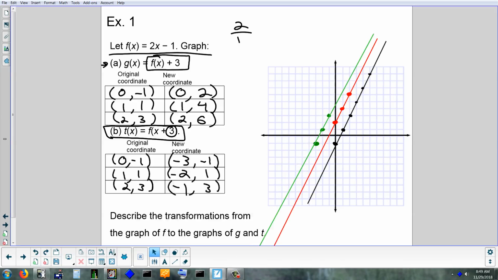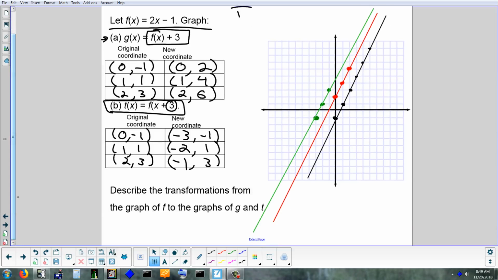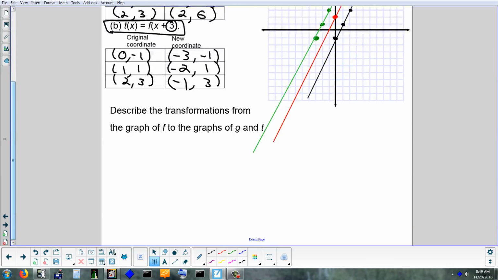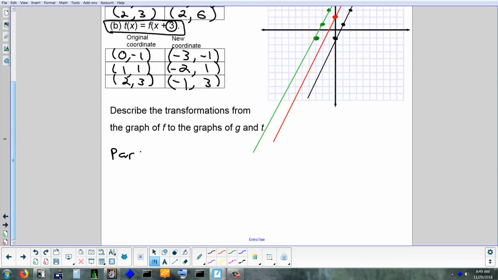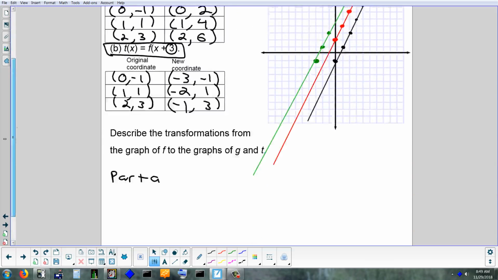Yeah. Look at the black dots. 1, 2, 3. They moved left. Every black dot moved left 3 units. So I've said it a bunch of times, but let's write it down. What just happened? So for part A, let's see.